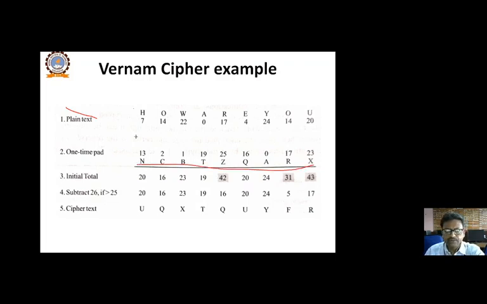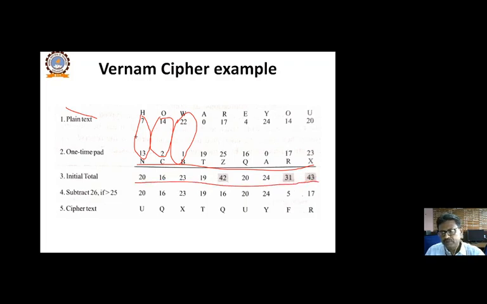And then what we have done, we have added 7 and 13. We have added 14 and 2. We have added 22 and 1 and so on. So what is the meaning of one-time pad? It is the pad which is known to the sender as well as the receiver, because whenever the sender uses a one-time pad, the same one-time pad will be used for the decryption process also. So the result which we are getting is like this.